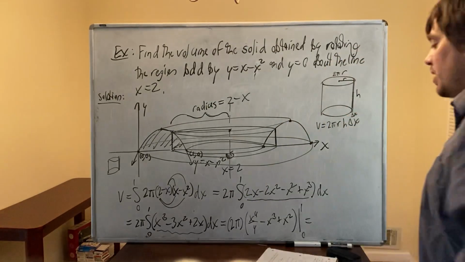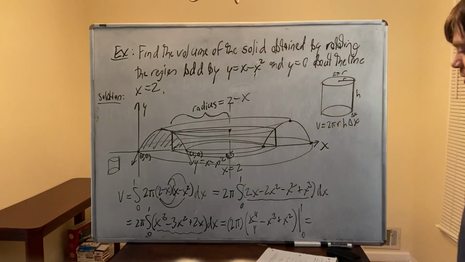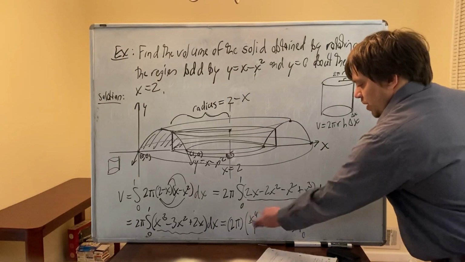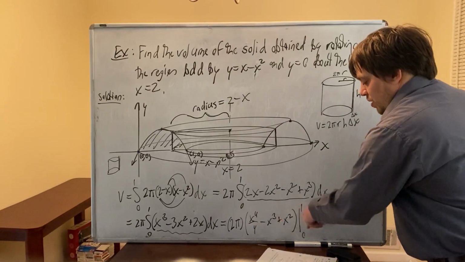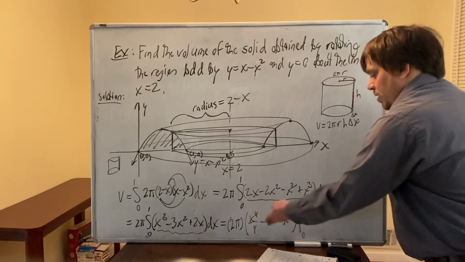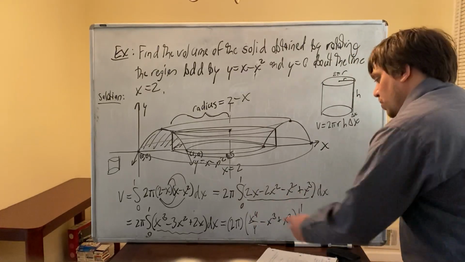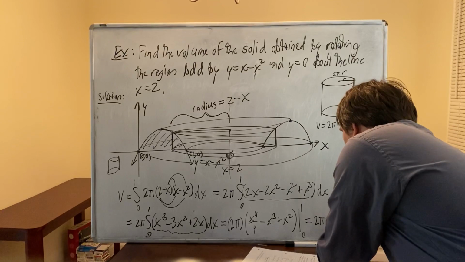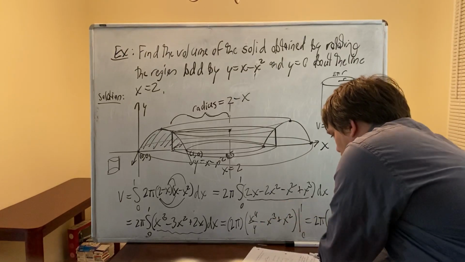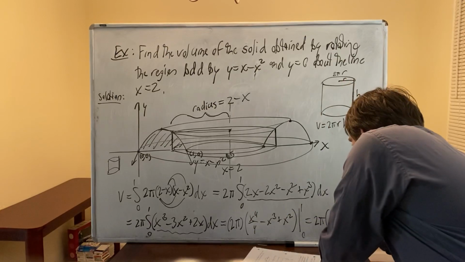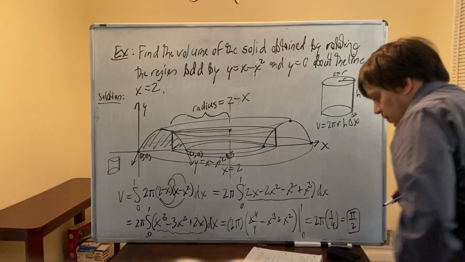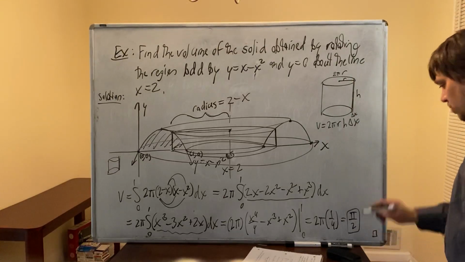Good. And so now, if you plug in 0 into this, you get 0. So if you do 1, plugging in 1 minus plugging in 0, which is just plugging in 1 minus 0. So it's just 2 pi times plugging in 1 here. So you get 1/4 minus 1 plus 1. That's 1/4, okay? And so that's equal to pi over 2. And so the answer is pi over 2, okay?